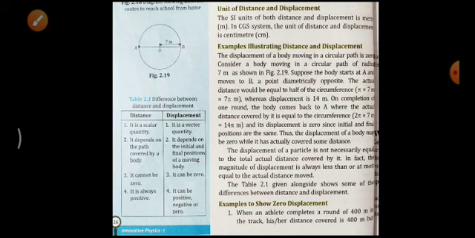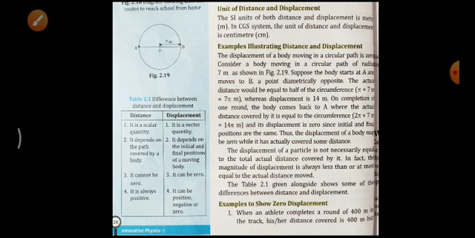The table 2.1 given alongside shows some of the differences between distance and displacement. First, distance is a scalar quantity, while displacement is a vector quantity. Obviously, the definitions of distance and displacement we have already learned. Distance does not depend upon direction, but displacement depends upon direction.